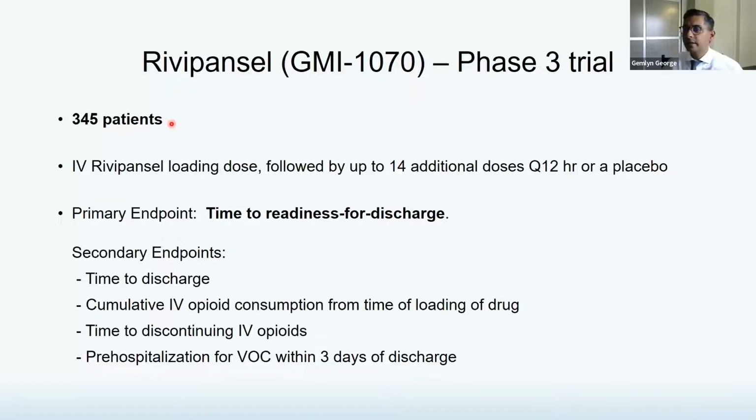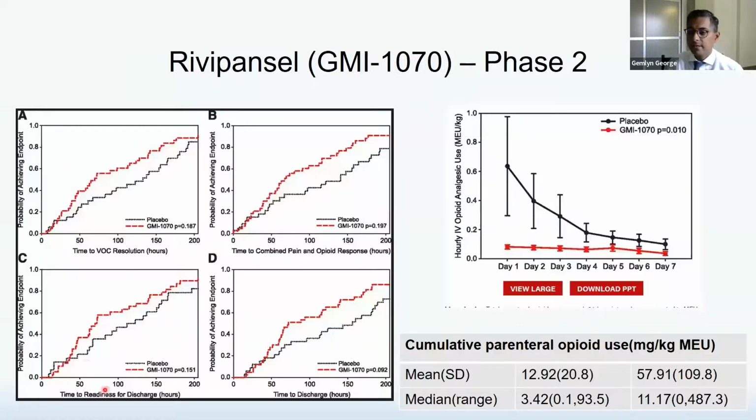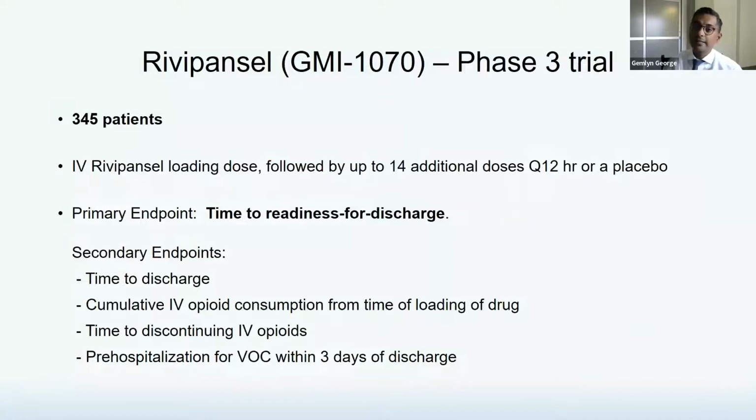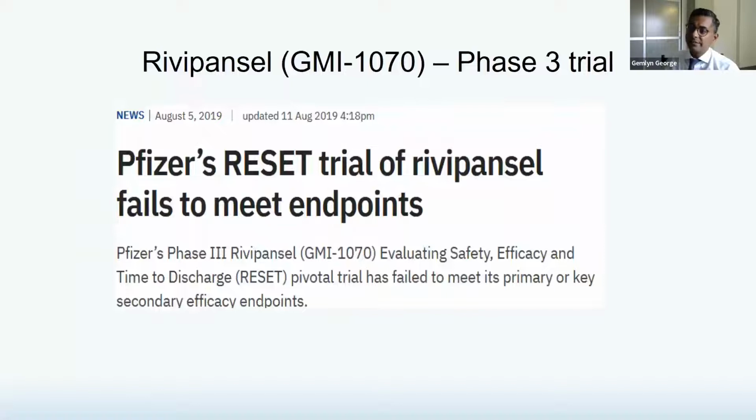Patients received an intravenous rivipansel loading dose followed by up to 14 doses every 12 hours, or a placebo. And the primary endpoint was, once again, figure C, or time to readiness for discharge, which is statistically significant in the phase 2 trial. There were other secondary endpoints, essentially stuff that they had looked at in the phase 2 trial. Unfortunately, the phase 3 trial failed to meet endpoints.